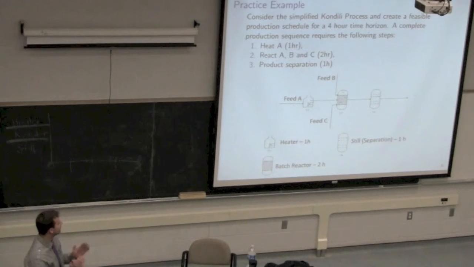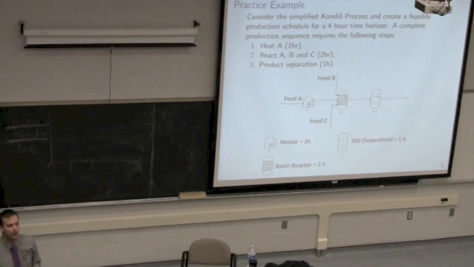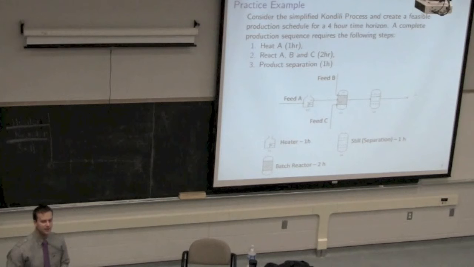What I'd like you to do, take 2 minutes in your sketchbook and just draw something. Draw a little Gantt chart about what a real schedule might look like for this process for a 4 hour time horizon. What your answer should look like is something like this over here. You're going to draw a little mini Gantt chart. So off the top, you're going to have the heater, the reactor, and the still. You have time 0, 1, up to 4. And I want you to draw a bar from when the task starts to when it ends to show how long it's operating for a full batch of material. So take 2 minutes and show me what you have.